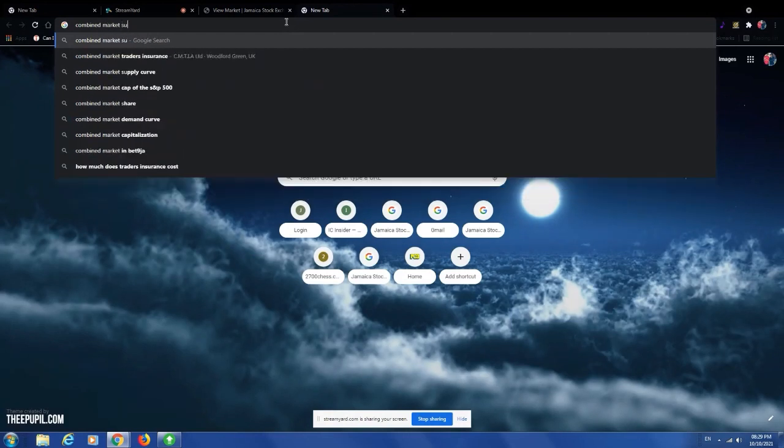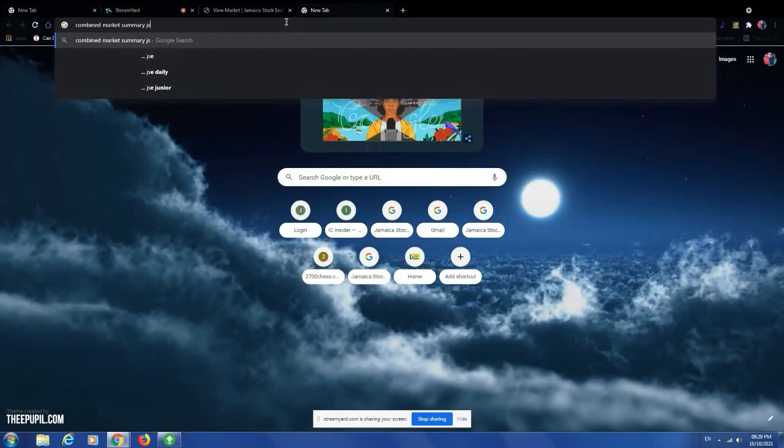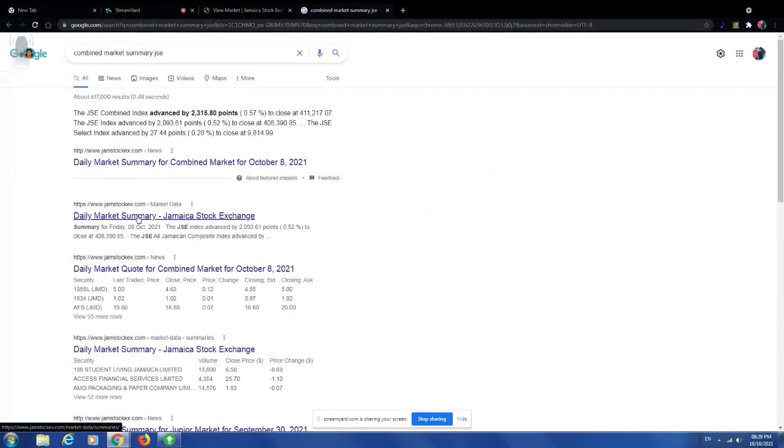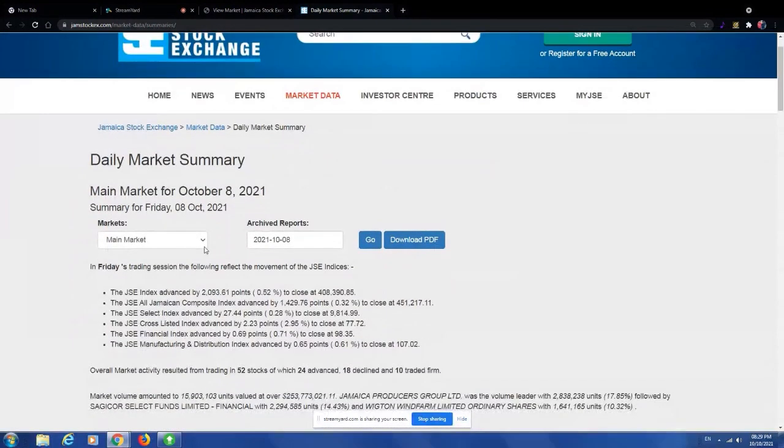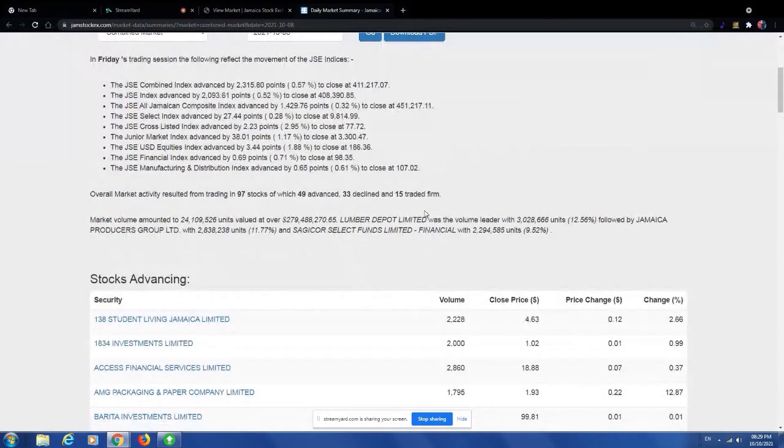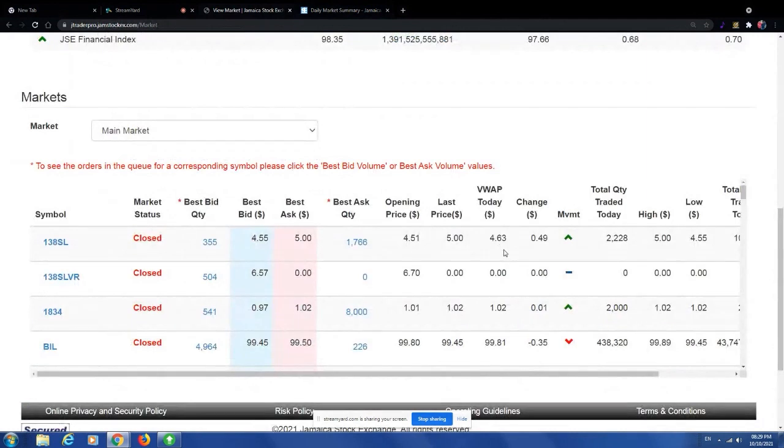So let me go to the JSE's combined market summary for Friday, so you can actually see what I'm referencing. So let's go to combined market. So see, $4.63. Perfect. And when we go back right here, the VWAP is the closing price basically as well. So let us bring it in context, right? There's only one trade for the day. The only trade for the day was 2,228 units at 463. Then that is the VWAP.